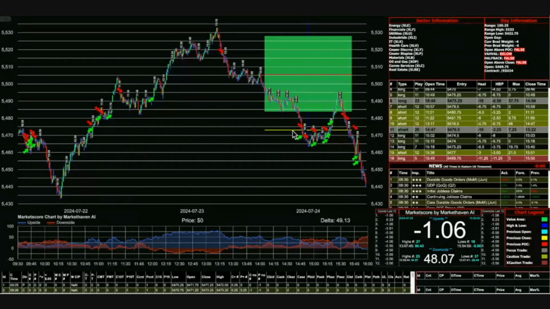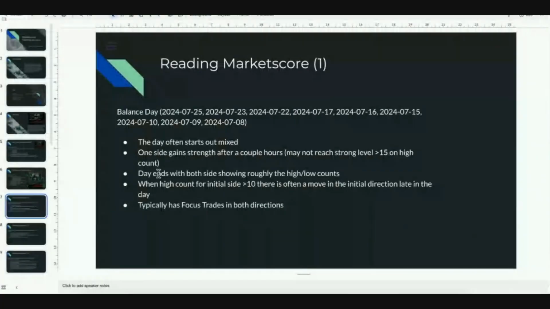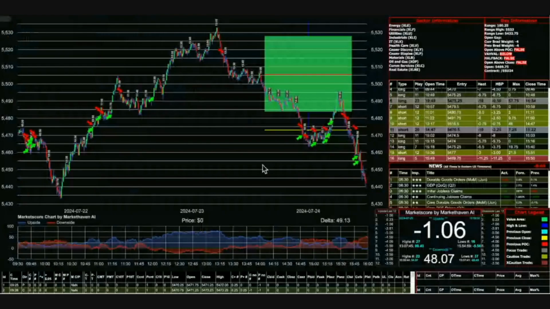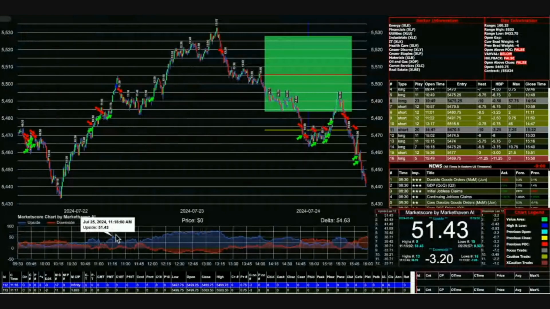But this is a balanced day, and let's go back and actually look and see what the other items are. Okay, the other thing, so it starts out mixed. One side gains strength after a couple of hours, maybe not to reach the level of above 15 counts. So let's go back to this day. After a couple of hours, so we've been open for a couple of hours right about here, you can see the downside only has 13 highs and the upside only has 9 highs. So neither one of them is strong. It's not really showing specific indications either way.